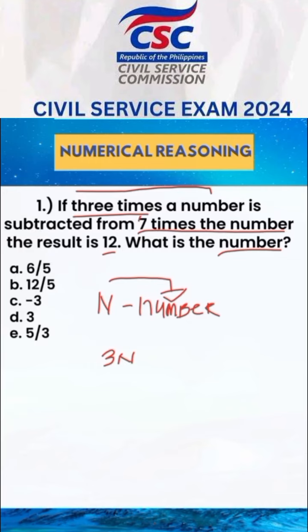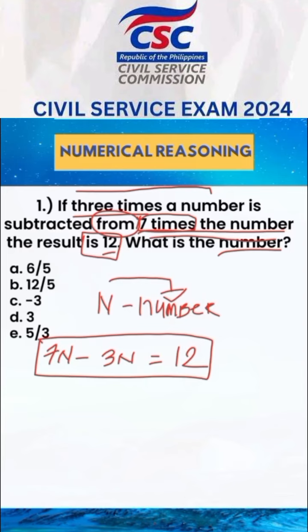subtracted from 7 times. Take note of this word, subtracted from, meaning dito po sa manggagaling 7 times the number, okay. Dito kanina, if 3 times a number 3n, dito naman, subtracted from 7 times the number, so 7n yan. Okay, 7n. The result is 12. Pag sinabing is, equal sign yan, equal to 12. Okay, so ito na po yung equation natin.